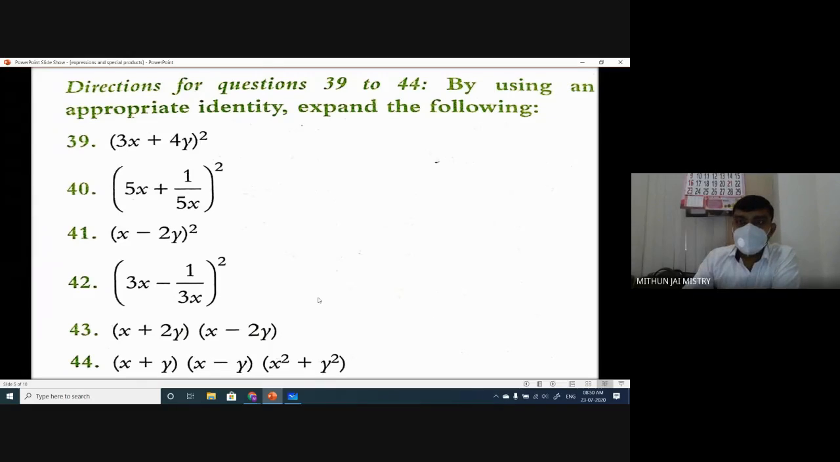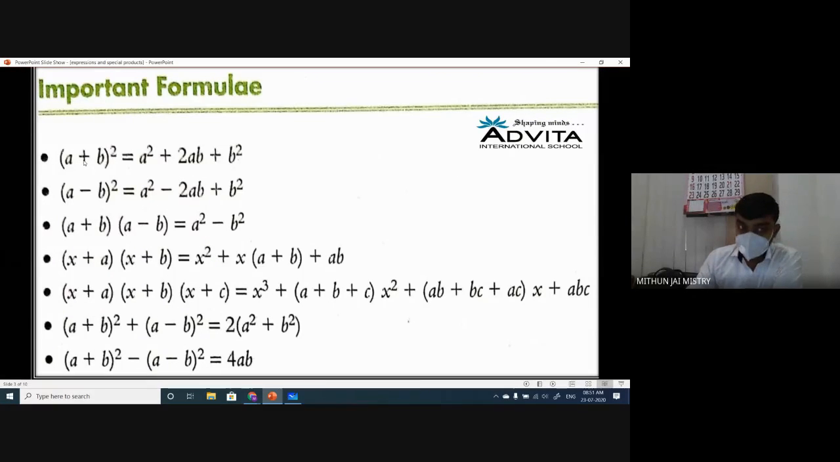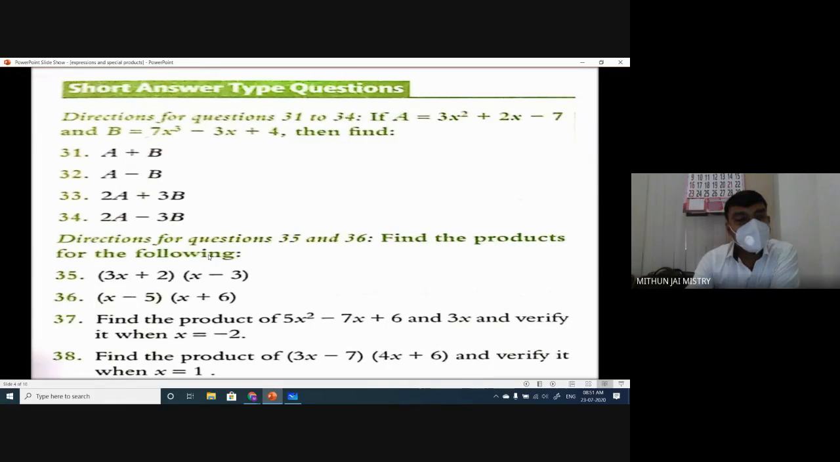That is, by using an appropriate identity. We have a lot of identities which we have learned. What were they? Let me show you. Yes, these were the identities. 1, 2, 3, 4, 5, 6, 7 identities we have learned. So now is the time to apply them once again. The formulae and identities which we have learned, we are going to use them to solve our questions.